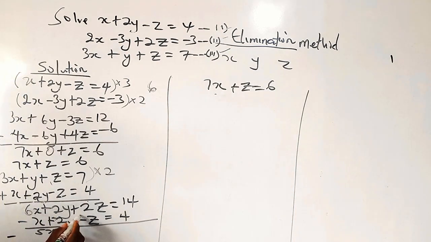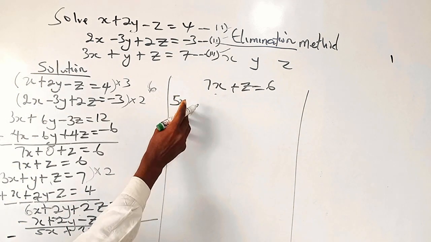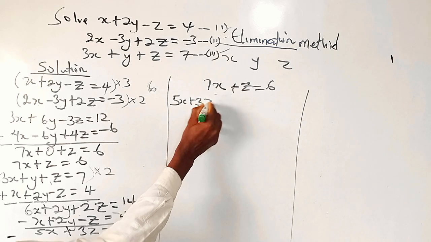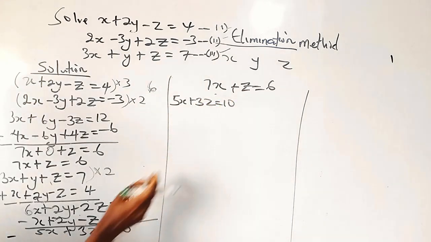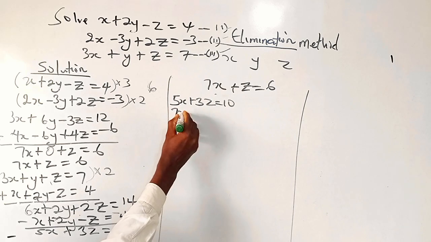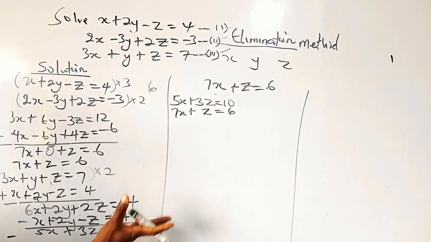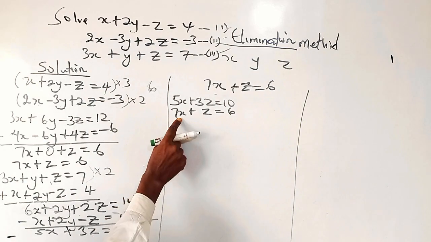So this one is minus, that's not plus. So I have 2z plus z now is 3z equals, I subtract this from here, I have 10. Okay, so 5x plus 3z equals 10. Which is this. I can now combine it with this first one, which is 7x plus z equals 6. I'm doing this to determine the value of x.